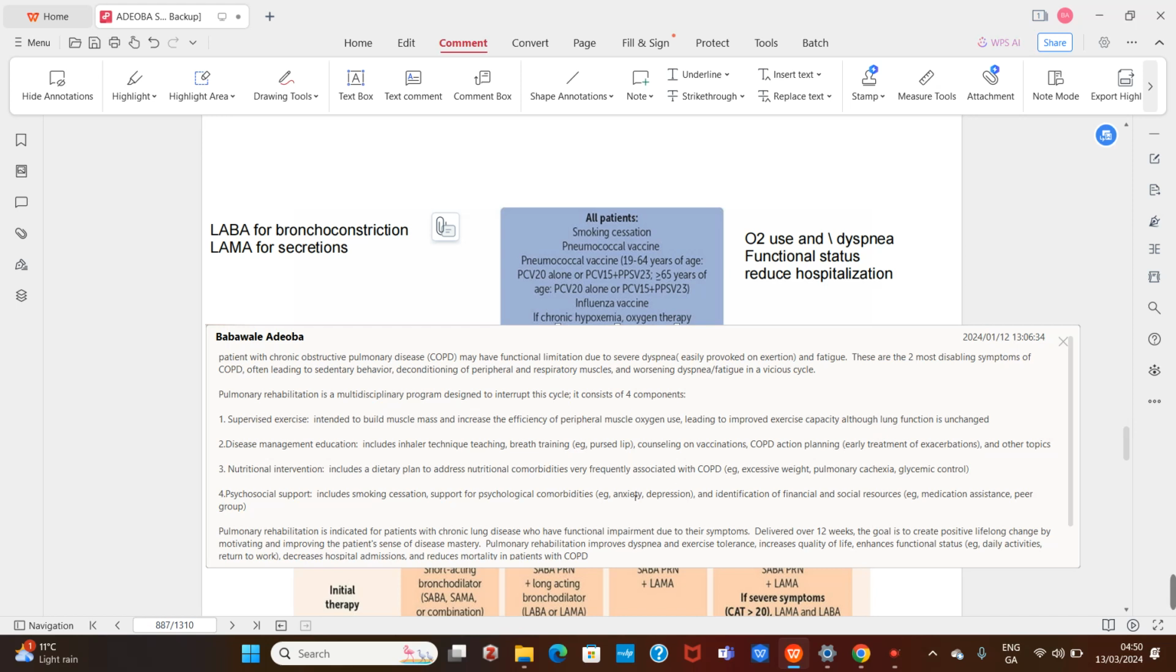Education. So nutritional intervention. We are creating a dietary plan to take care of their nutritional comorbidity, because some of them can have obesity. You remember people with chronic bronchitis, they are big. Anybody that is big, maybe that big is actually due to fluid retention, but some of them can have superimposed obesity with it. So tell them to watch their weight.